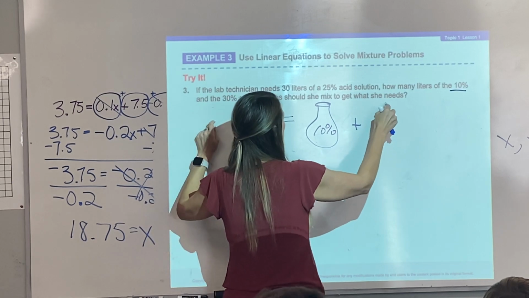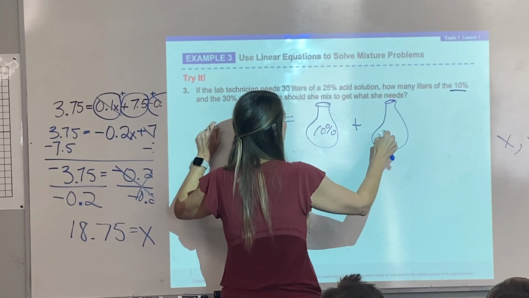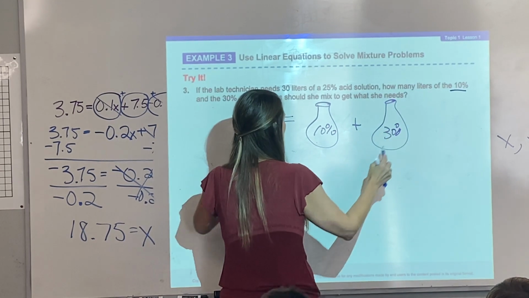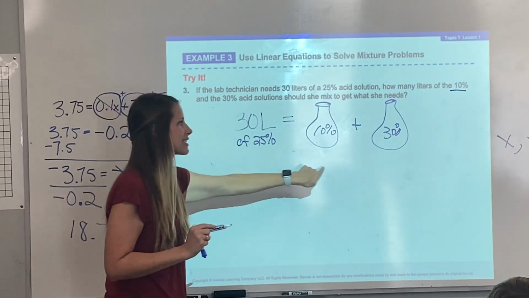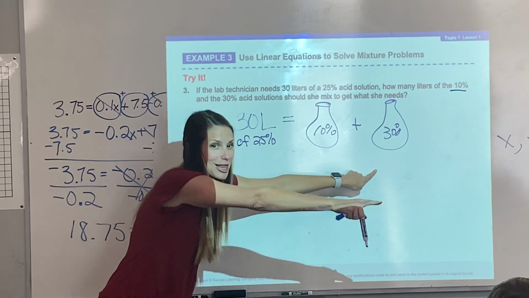You just did that. We just did it, but this time they need 30 liters total. They need 30 liters of 25%. And they want to know how many of the same 10%, okay? So the same 10% plus the 30%. Now, I'll give you a hint, okay? Is it going to be x and 25 minus x? It's going to be x and 30 minus x.